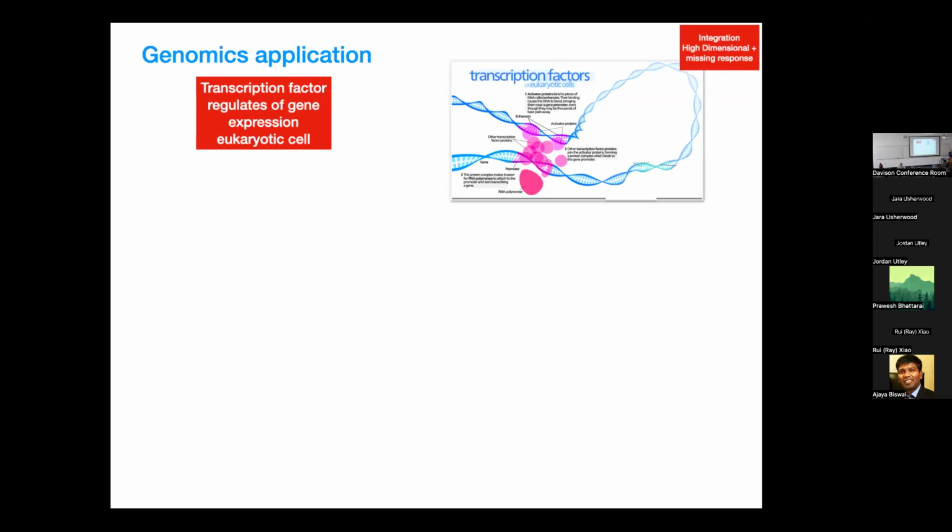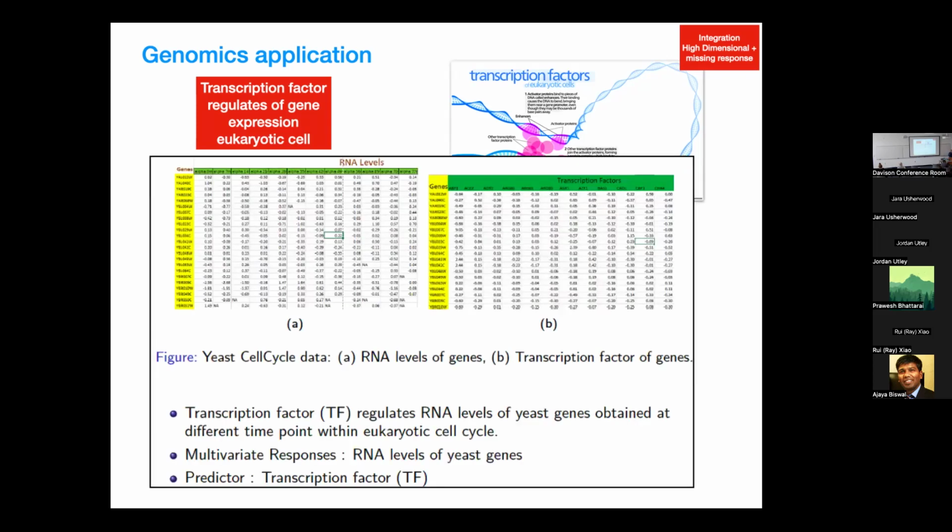Initially the journey started with data sets coming from a yeast cell cycle study, where in the yeast cell experiments we observed thousands of genes at multiple time points, and corresponding to that, we also had data about the transcription factors and their expression values. The idea is how transcription factors regulate gene expression at multiple time points and so on. So the data looks something like this.